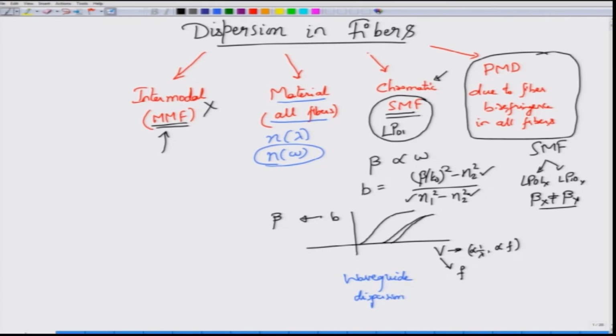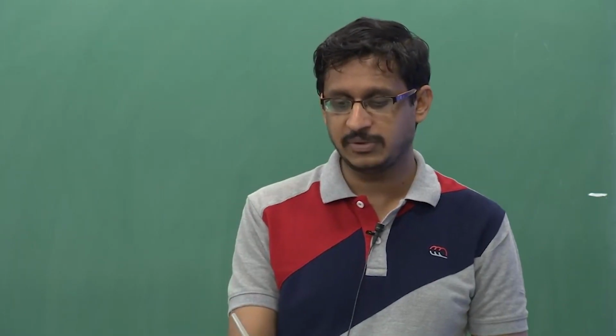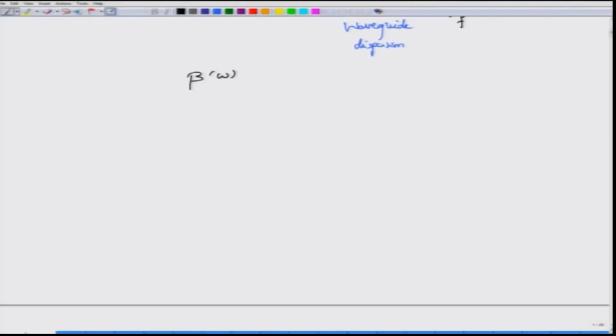So, these are the major sources of dispersion in an optical fiber, and we will consider material dispersion in a later class, not really important at this point. We will consider waveguide dispersion and then model both these dispersions by considering beta as a function of frequency. Because I know that beta is given by omega n by c. So, for any frequency, beta, at least in free space, is given by omega n by c.